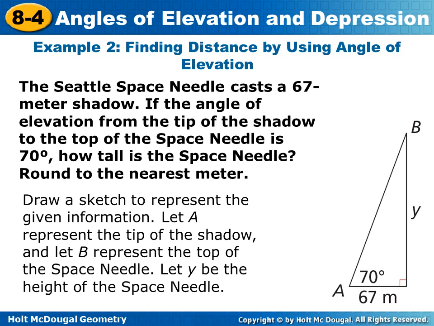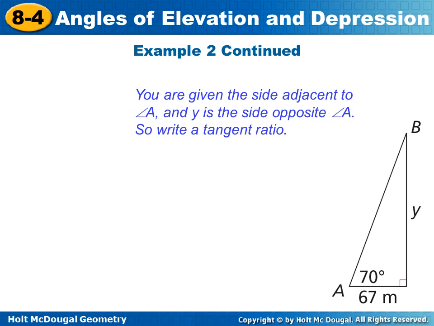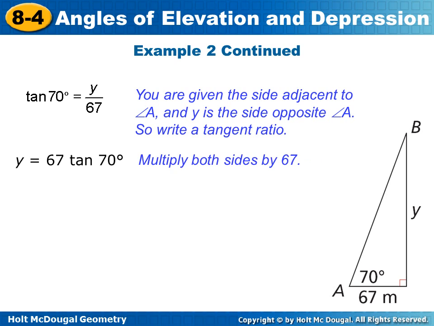We need to draw a sketch to represent our information, which is to the right, and we're going to let y be the height of the Space Needle because that's what we don't know. We're given a side adjacent to angle A, and y is the side opposite, so we set up a trig ratio, and in this case we're going to choose tangent because we're using opposite and adjacent. If we multiply both sides by 67, we get the following expression. Put that in your calculator, and we find that y is equal to approximately 184 meters.